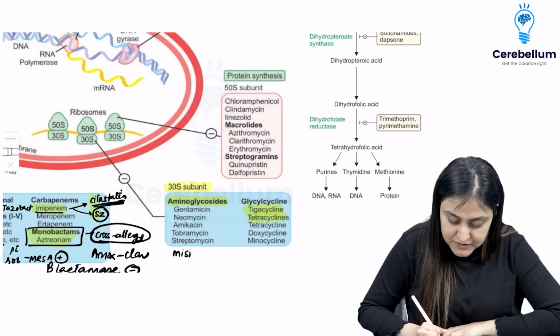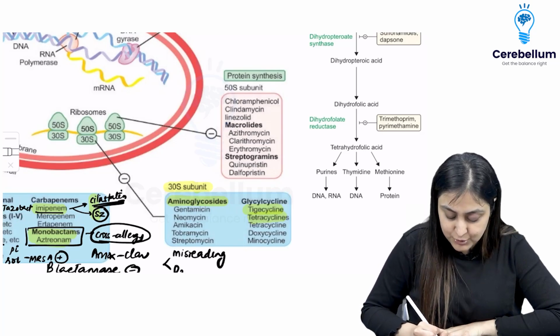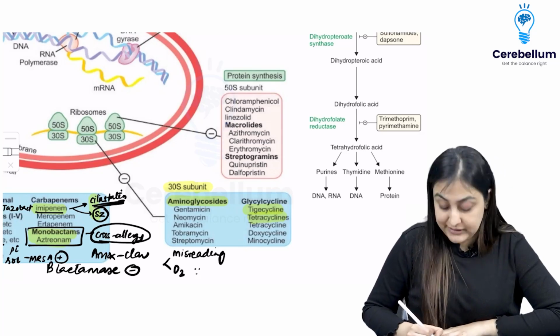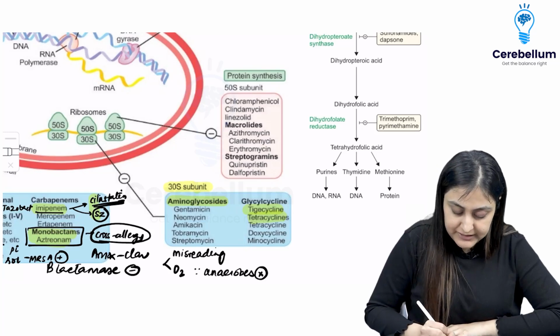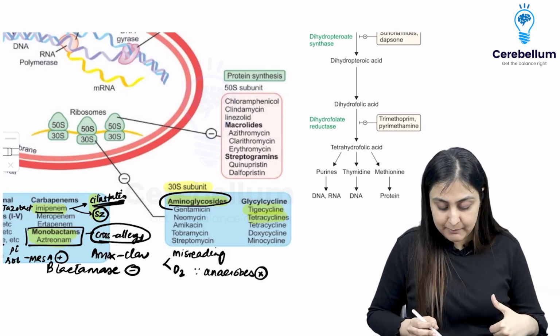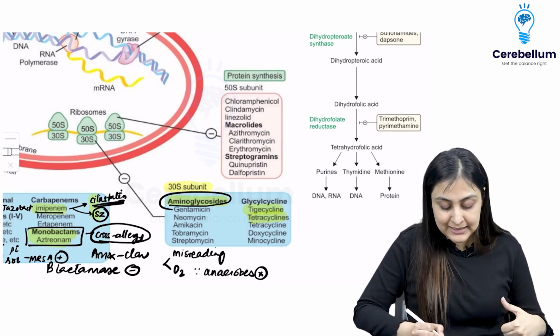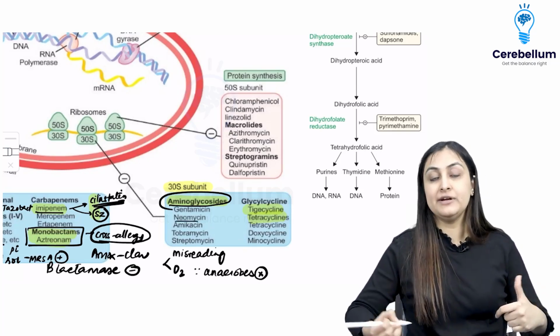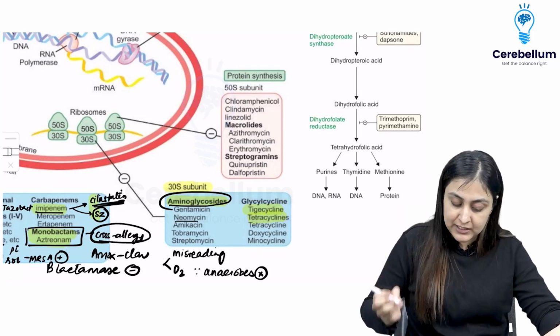Aminoglycosides, remember, they cause misreading, and they require oxygen to act, and that is why they are not effective against anaerobes. Okay, so this is very important, multiple times asked. Aminoglycosides, so you have gentamicin, neomycin, amikacin, tobramycin, streptomycin. We use this for TB as second line. Neomycin is also used in hepatic encephalopathy for clearance of the gut microflora.